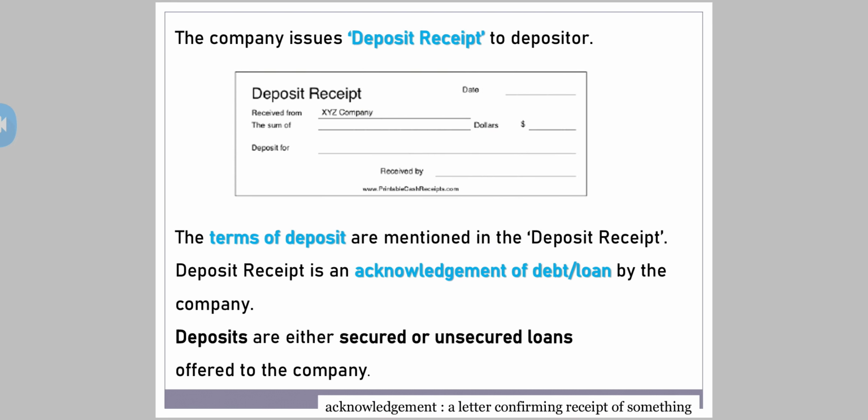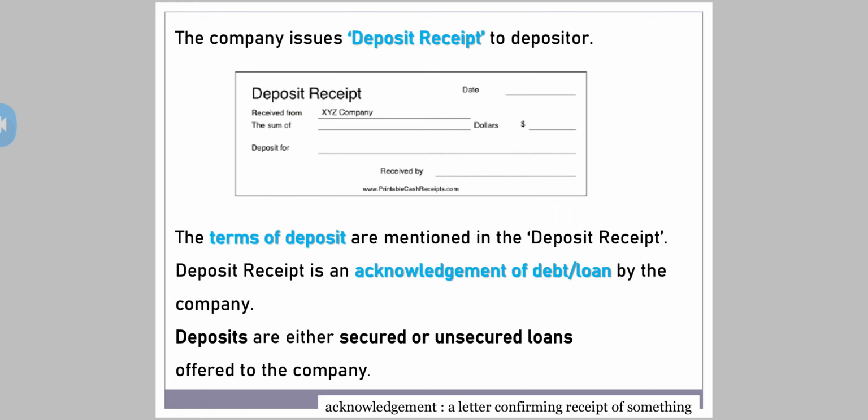Okay. Now see, let's take an example. If any person deposits a certain amount in the company and the company gives nothing in return, then after a year or 1.5 years, when the depositor says give my money back, what is the proof that the company has taken the money? So for this proof, the company issues a deposit receipt to the depositor.